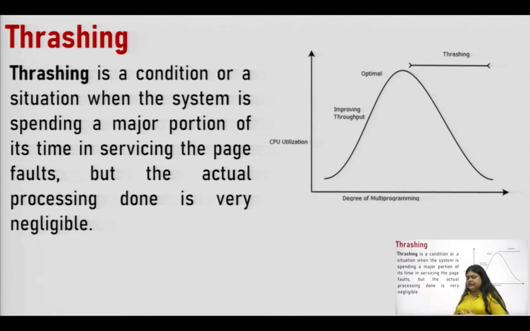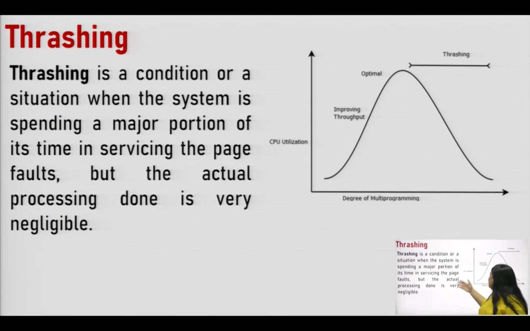One more important thing that we have when we talk about page replacement algorithms is the concept of thrashing. Now, what is thrashing? Basically, we know that a part of the process is in the main memory and a part of it is in the secondary memory. When the process is under execution and a major portion of the time is being spent by the system in servicing page faults, and very little, or let us say negligible, processing is happening, this condition is known as thrashing.